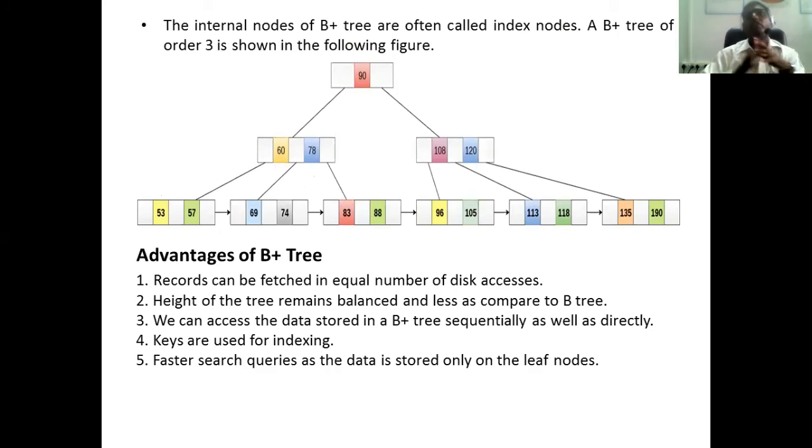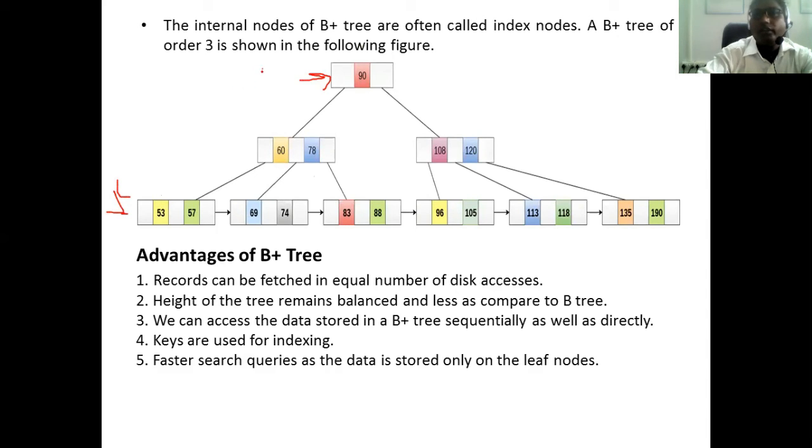Now we will see the structure, or this is just a simple example of the B plus tree. Here you can see in this diagram, this 90 is a root node, and all these are the leaf nodes. These are the leaf nodes. These are the leaf nodes.